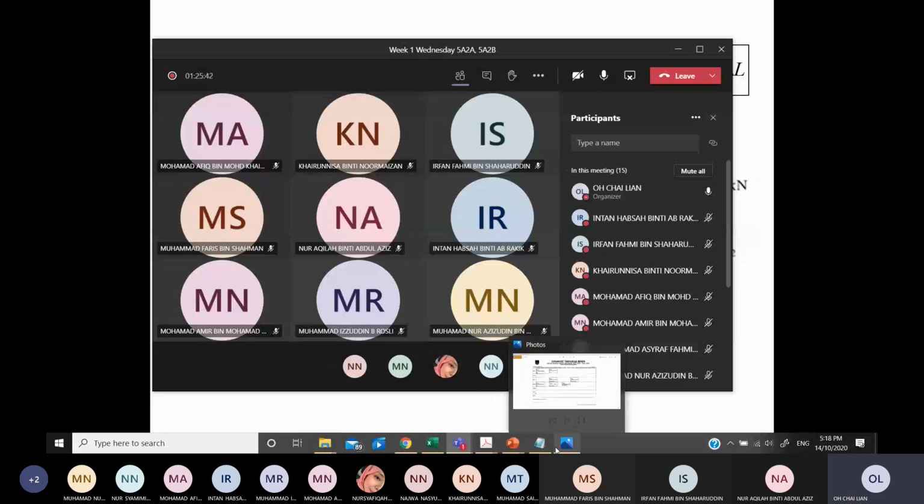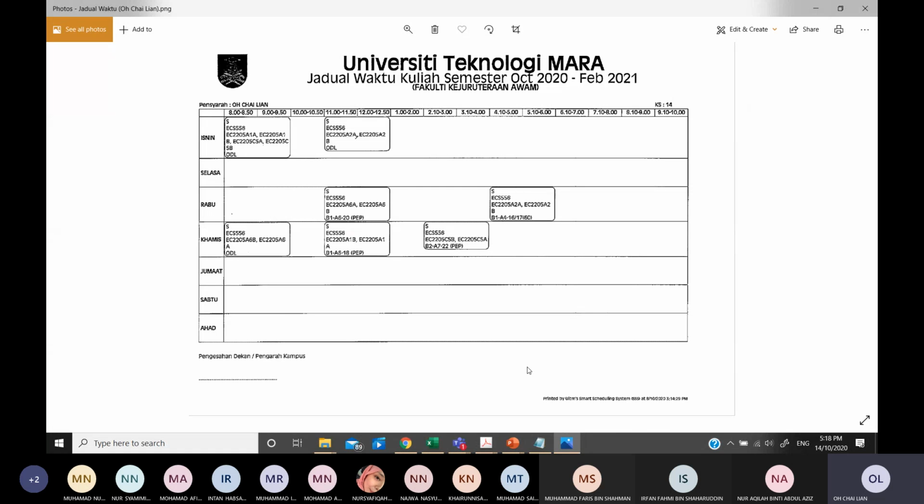Okay. Can you see my timetable? Yes. Okay. So I'm asking whether you have any available slot for me so that I can change this slot to before 4 o'clock. Are you all in the same class? No. So you have a different timetable? Yes. That will be difficult. Okay. So these are my slots.